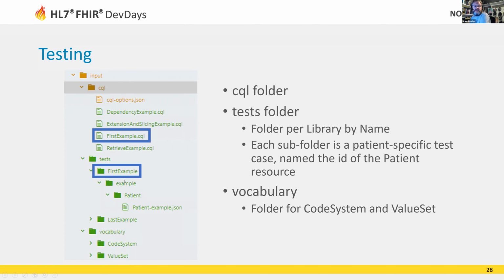So you can have any number of test cases and you can test any number of libraries. And the vocabulary that you need is available in the vocabulary code system and value set folders there, so you can make value set content available to the test as well.